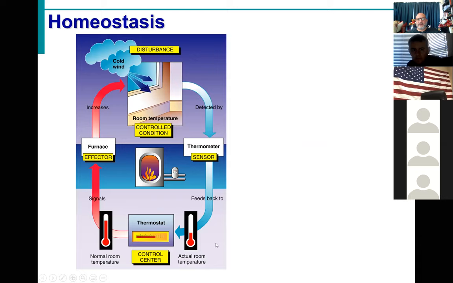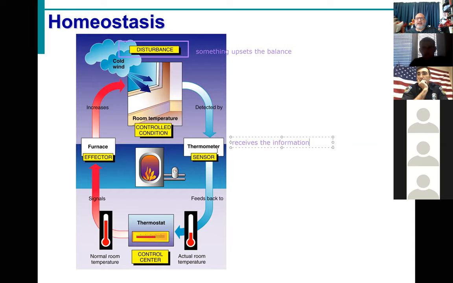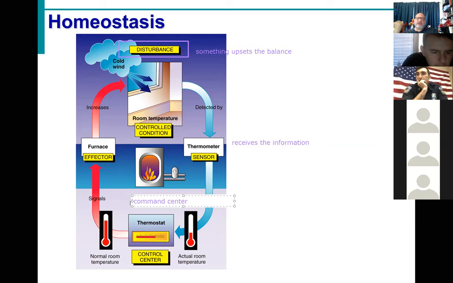We just talked about a really simple example of this. With that simple example, we have a window open in the house. That is our disturbance. Our disturbance is what upsets the balance. Then we need something that is going to receive that information. In the case of the house, it's your thermometer. There's a thermometer that has a sensor that receives that information. It sends that information to our command center. In this case, the command center is the thermostat.